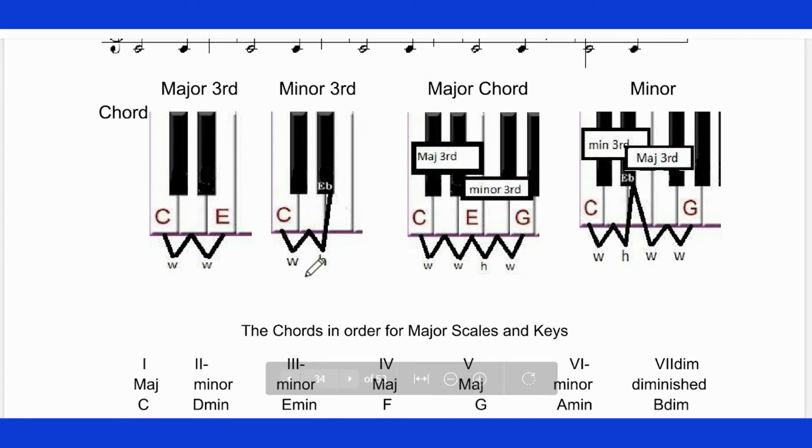We see what a major and a minor third looks like. So a major third is 2 whole steps. So from C to D is a whole step. That jumps over C sharp. And then from D to E is a whole step, jumps over D sharp. A minor third is a whole step and a half step. So C to D is a whole step, D to E flat or D sharp is a half step.